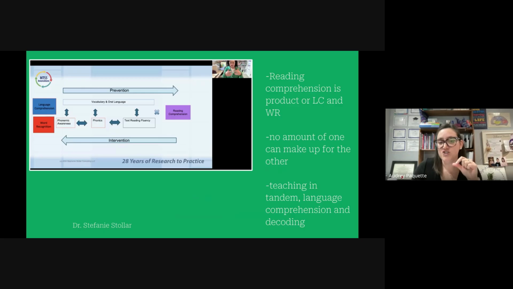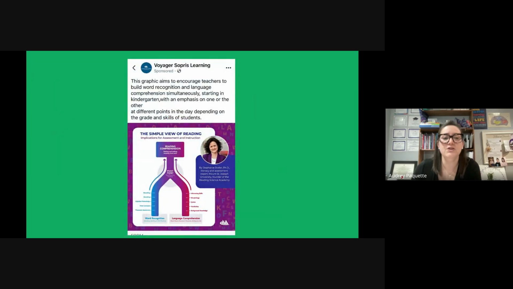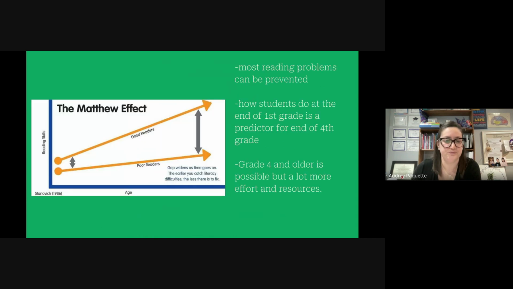And we need to be teaching them in tandem, language comprehension and decoding. Not, oh, we're just going to attack decoding in cycle 1 and then we'll get to language comprehension in grade 3, 4. No, we're really doing both at all different grade levels from K on. So Stephanie Stoller came out with this nice visual that really represents that you need to be working on both these skills at the same time.